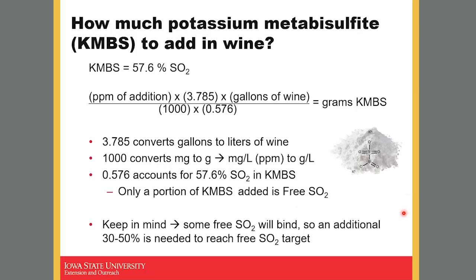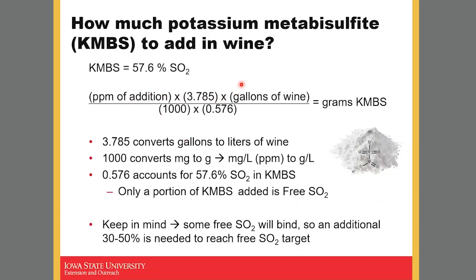So let's say we want 79 ppm of free SO2. We are going to multiply that by 3.785, which is the conversion factor between liters and gallons. For those calculations, we always use the international system. So 3.785 liters correspond to 1 gallon.